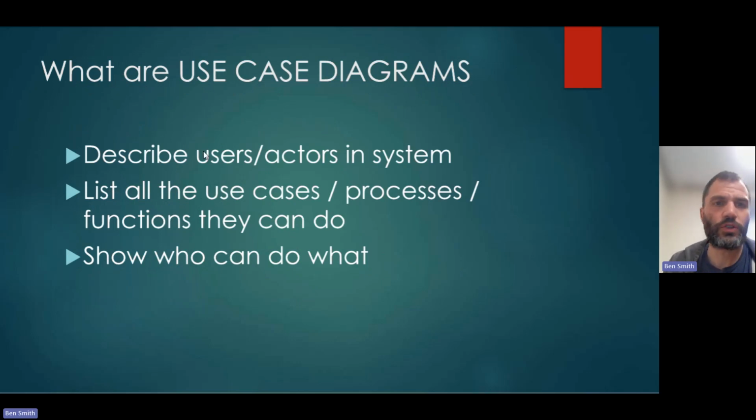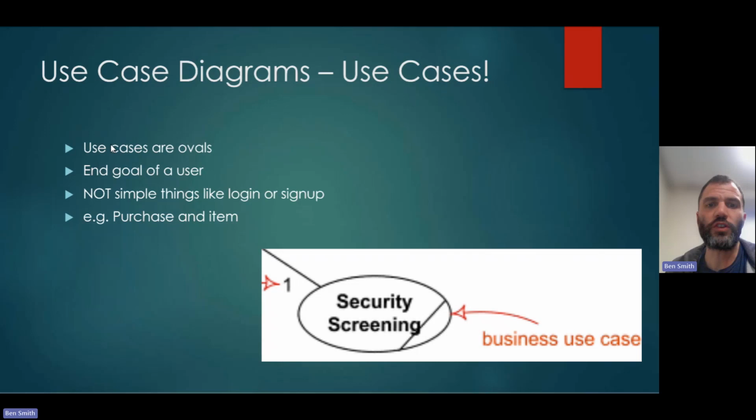Here we're trying to describe the users or actors of the system, list all the use cases, processes, or functions, the things that they can do, and then show who can do what. So this is what a use case looks like. It's an oval shape. This one is security screening. So it's a business case. Imagine you had a system and it had to security screen people before it could add them as users.